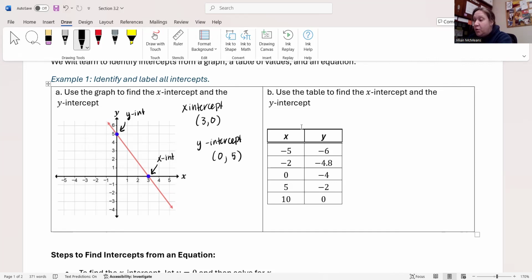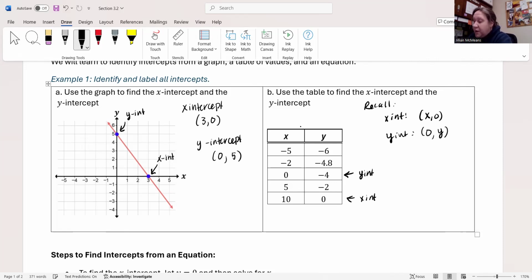Now, looking at a table, we have to recall, x-intercepts are always of the form some x value with y being 0. And a y-intercept is always going to be of the form 0 for your x-coordinate and then some y value. So looking in the table, look to see where x and y are zeros. So if I look right here, that's my x-intercept. If I look right here, that's my y-intercept.